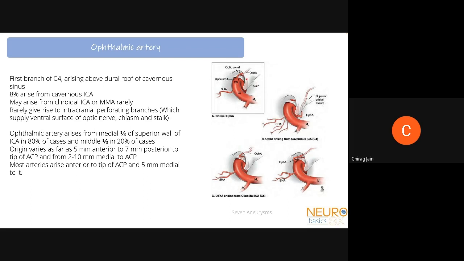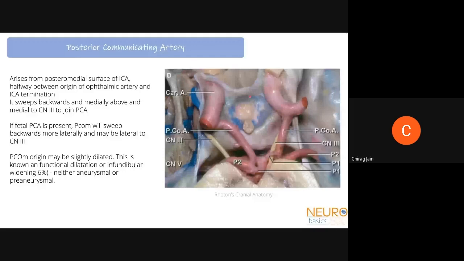The posterior communicating artery, on the other hand, is the second significant branch of the C4, and it arises from the posterior-medial surface of the ICA. It is about halfway between the origin of the ophthalmic artery and the ICA termination. After it arises from this posterior-medial surface, it runs medially and sweeps backwards to join the PCA. Where it joins the PCA is what defines the P1 and P2 segments of the PCA.